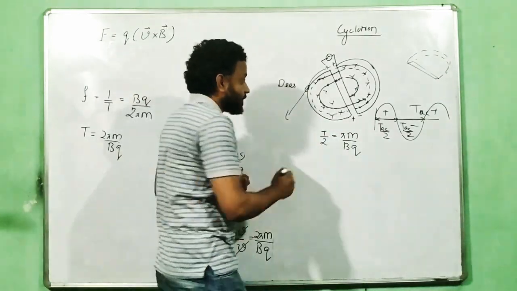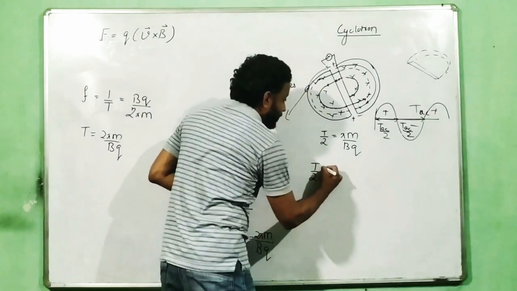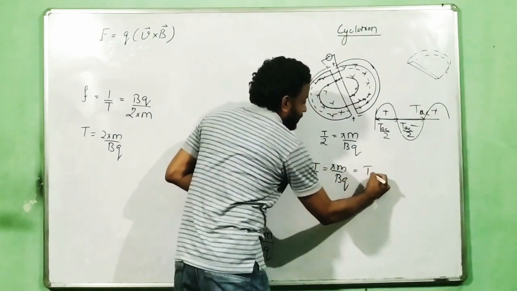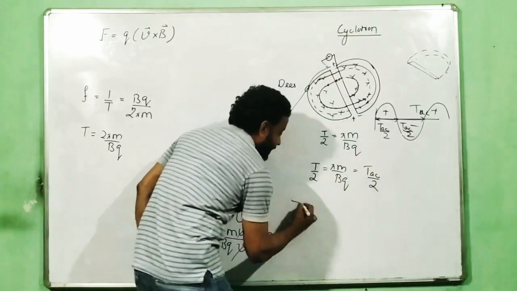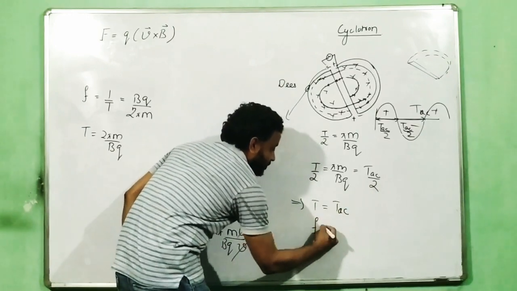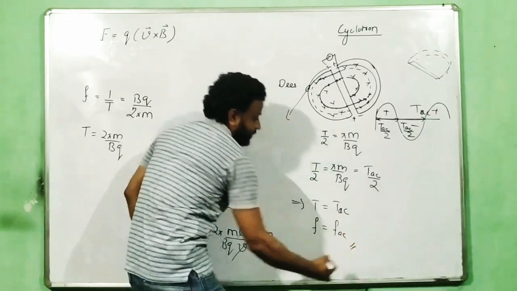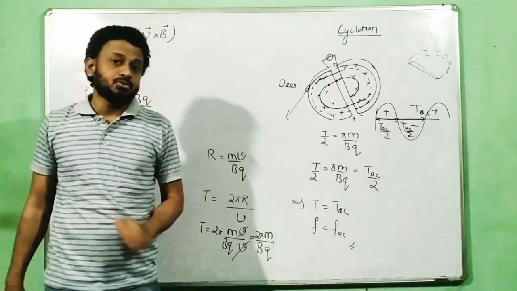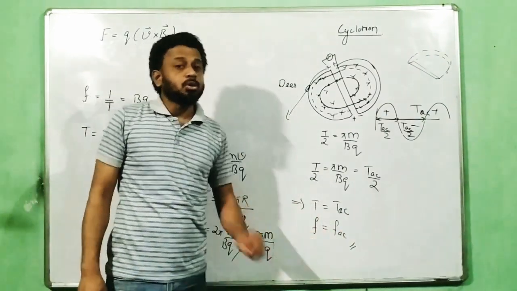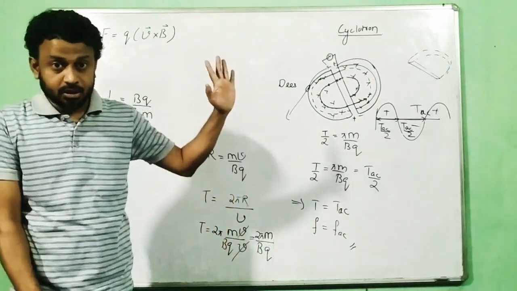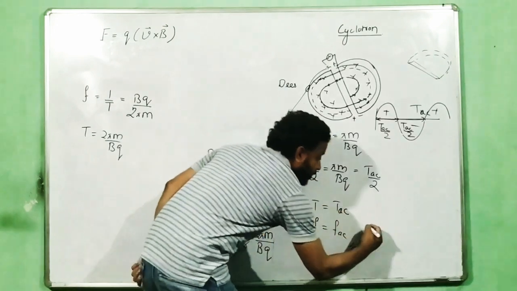Hence we say that this T by 2, which is equal to pi m by Bq, must be equal to T_AC by 2, and this implies T should be equal to T_AC, and this implies f should be equal to f_AC. That means the frequency of alternating current or alternating voltage must be equal to the frequency of rotation of charge. Clear on this? This is called synchronization.